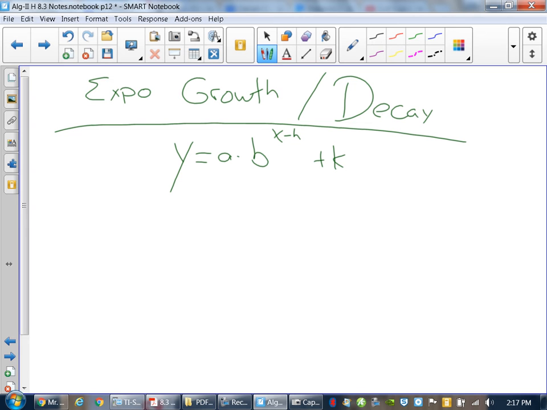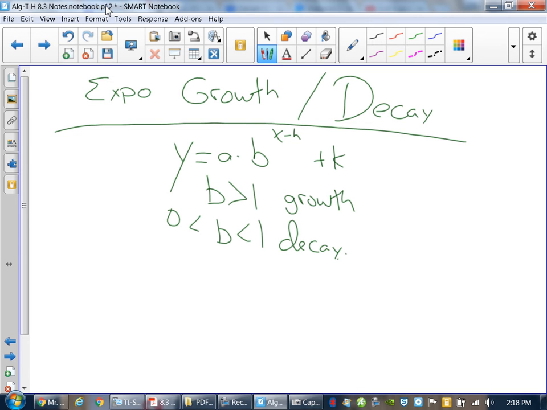Okay. So what happens here is that the value of b is what distinguishes between which one you're looking for. If b is greater than 1, it's growth. If b is smaller than 1 but bigger than 0, it's decay.